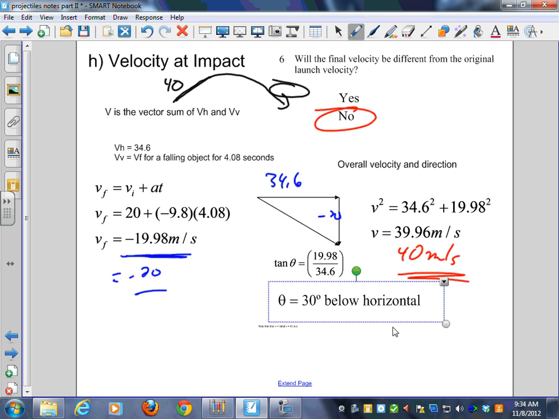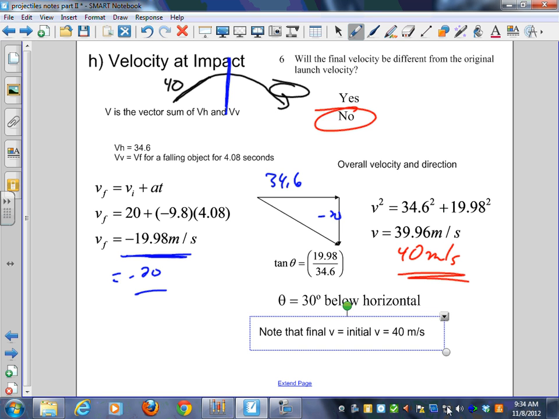It's going to hit the ground at 30 degrees below horizontal. Everything about this is perfectly symmetrical, left and right. Okay? Now again, this is only true if what? There's no air resistance. So the final velocity is exactly the same as the initial velocity, 40 meters per second, and the angle is exactly the same as well, 30 degrees. One is just above and one is below.